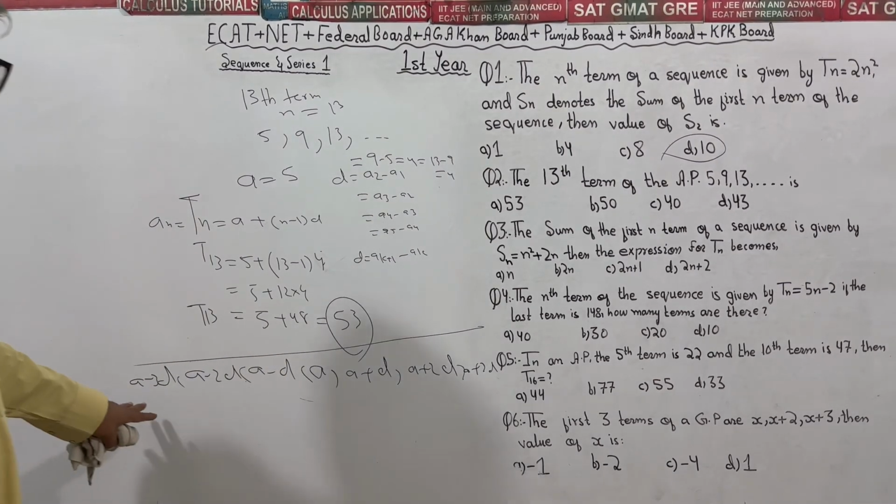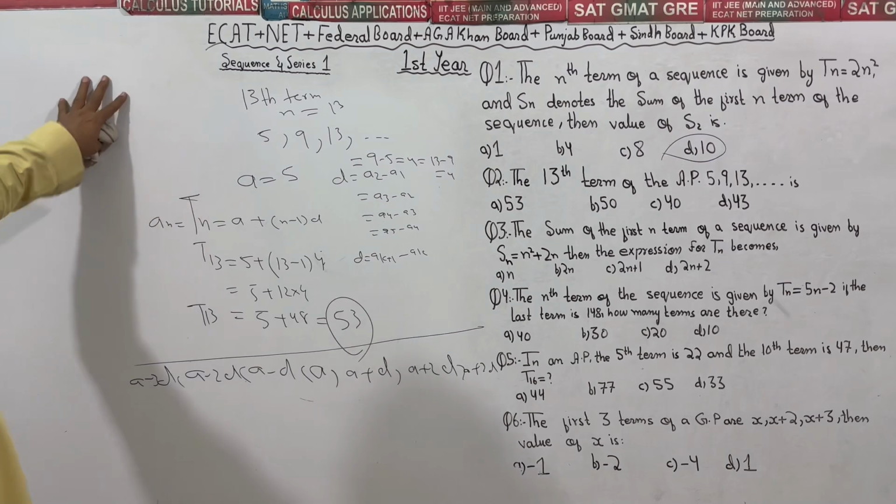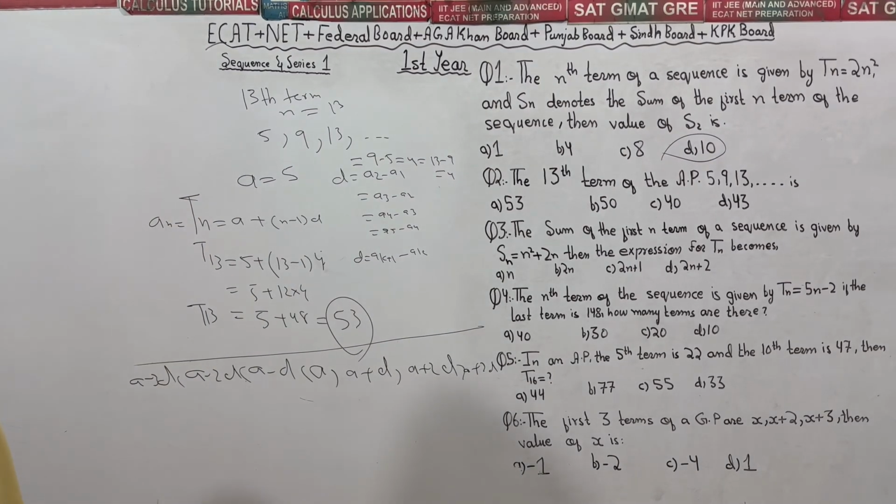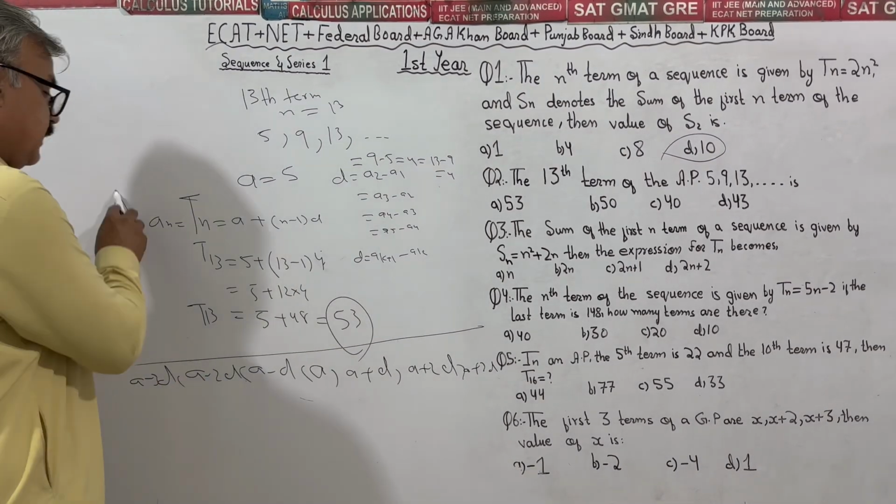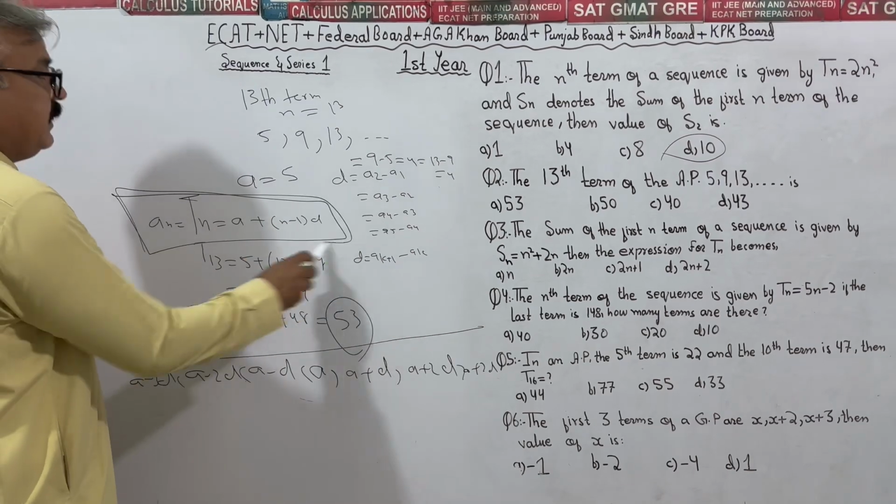That is the mechanics or dynamics of arithmetic progression. What do you mean by the first term? How to find the common difference? What do you mean by n? That is the general term for arithmetic progression.